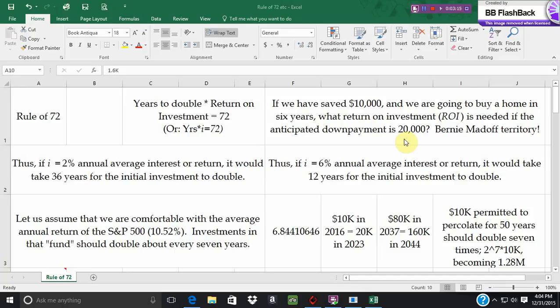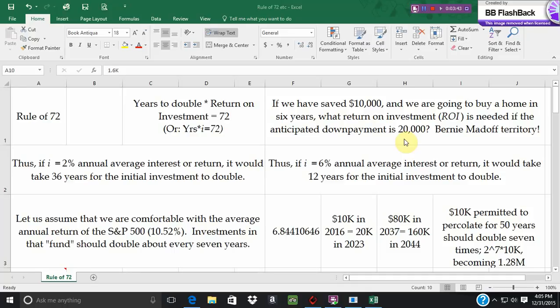Notice though, if we get 2% annual average interest or return, kind of a typical long-term CD rate right now, or that's the top rate we're getting on 10-year treasuries. I guess, as I speak, they're closer to 1.72% per annum. And you've got to hold it for 10 years to get that. It will take 36 years for that to double.